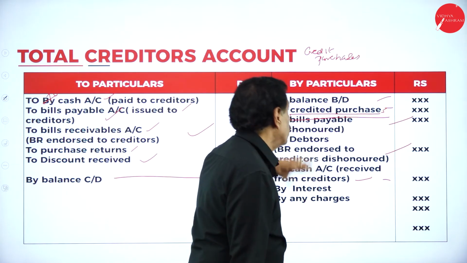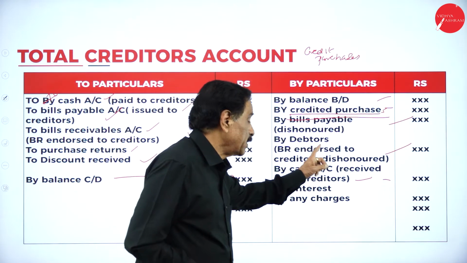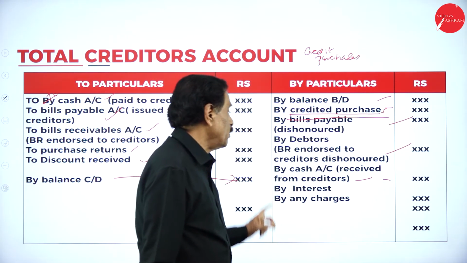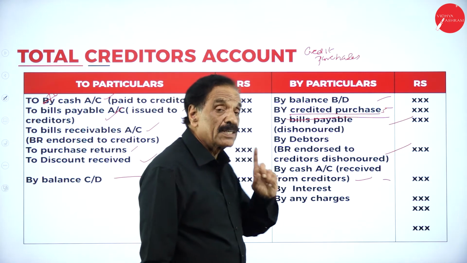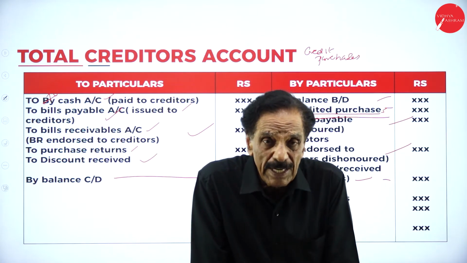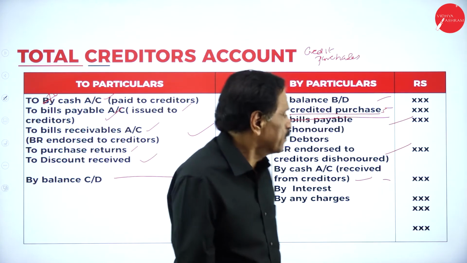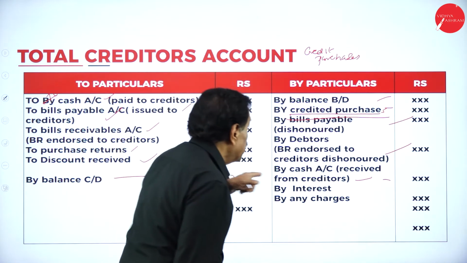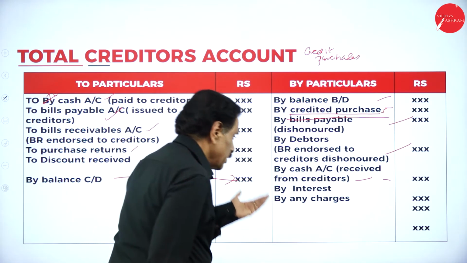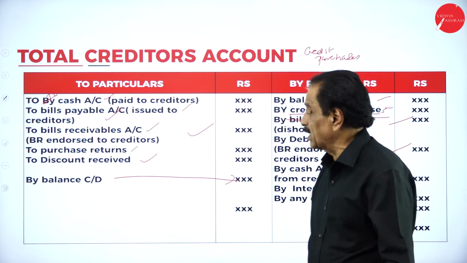By chance, if you pay once again to the creditor, your creditor account will be raised. Here we must be careful. By debtor's account, BR endorsed to creditor dishonored. How to write? By debtor account, BR endorsed to creditor dishonored. Okay. Then if any interest is payable or paid, your debtor account will be charged more. So this is your debtor account.